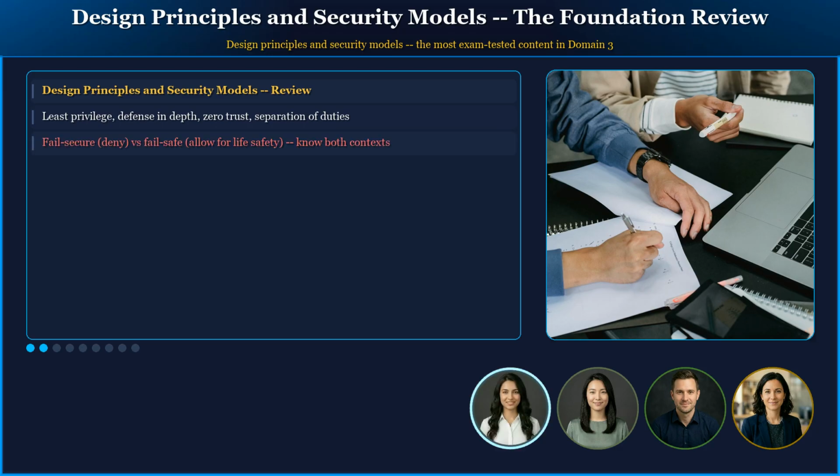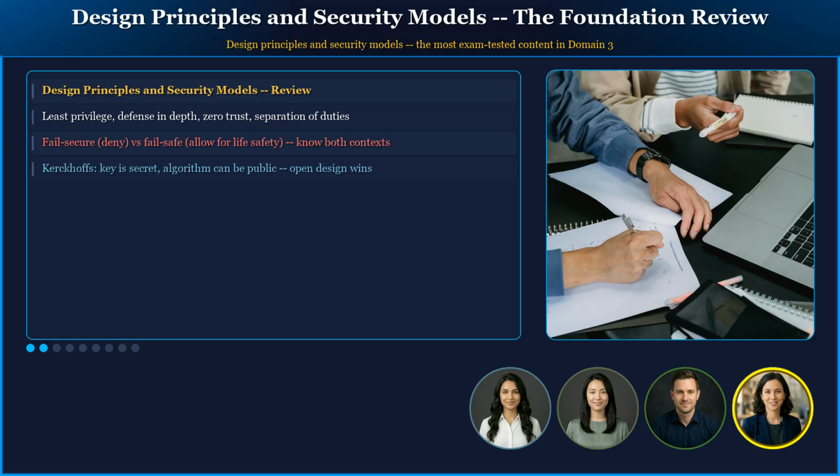The fail-secure versus fail-safe distinction is a standalone scenario question type. The answer depends entirely on what is being protected. Server room locks fail secure, fire doors fail safe. The question tells you which context, so read it carefully.